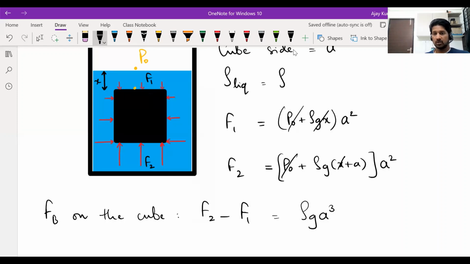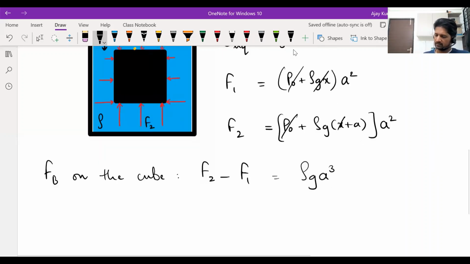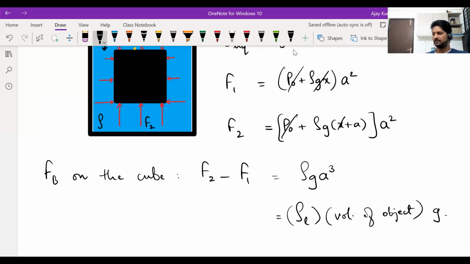Rho is the density of what? Liquid, not the object. Rho is the liquid's density. A cube is the object's volume. Now, this is interesting. So basically what you get is the density of liquid multiplied with the volume of the object multiplied with g. Density into volume gives you mass.